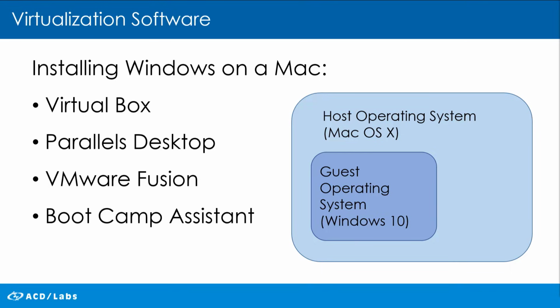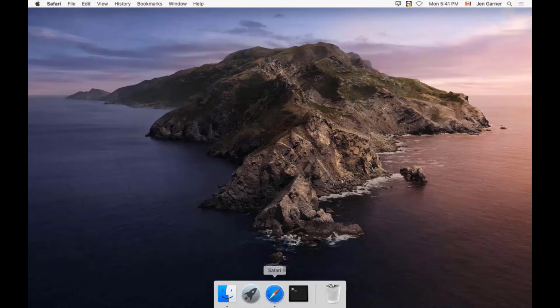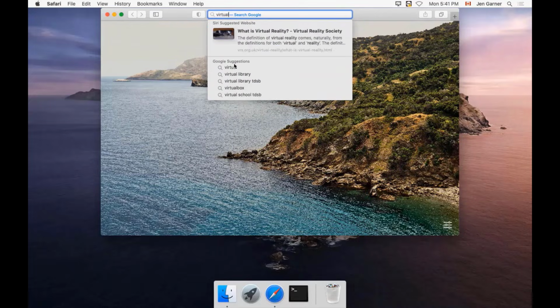These instructions were made to accommodate Mac users. In this case, the host machine is a Mac. To install ACDLabs desktop software inside a virtual machine, make sure the virtualization software supports Mac host and Windows 10 guest. Install virtualization software. Go to virtualbox.org and click the download button.